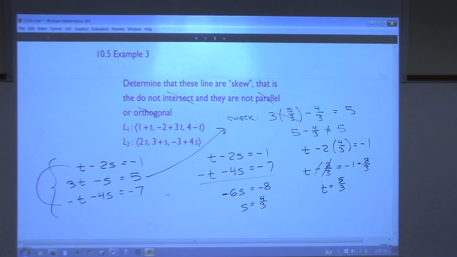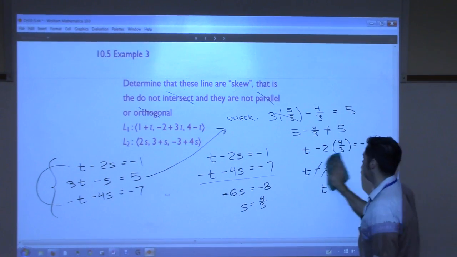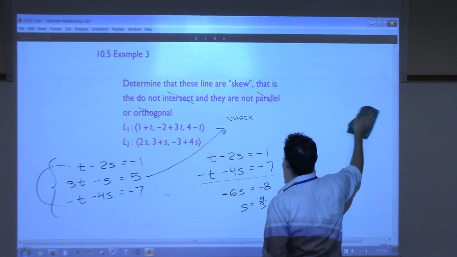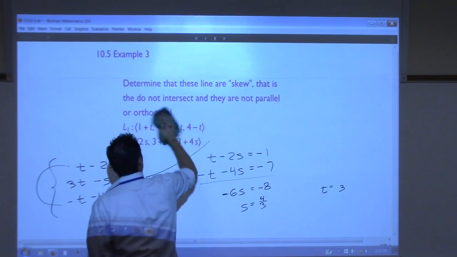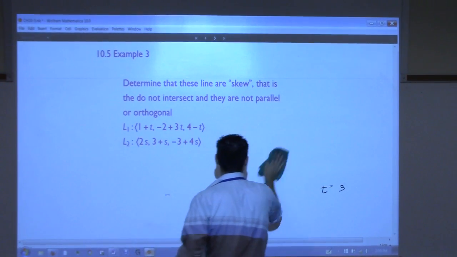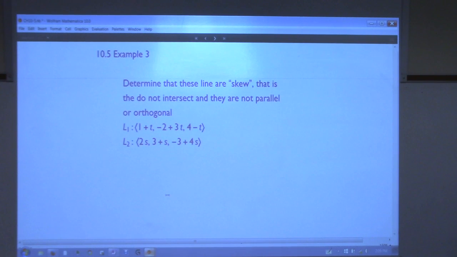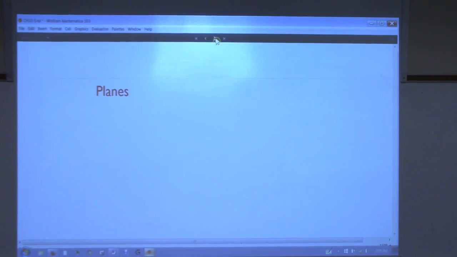So the only way to figure out if they're skew is by process of elimination? Yeah. There's not like a simple skew check. Yeah, this is it. I suppose you could draw them. That'd be kind of hard to do in three-dimensional drawing, but we have a way. That's the thing. We do have a way.